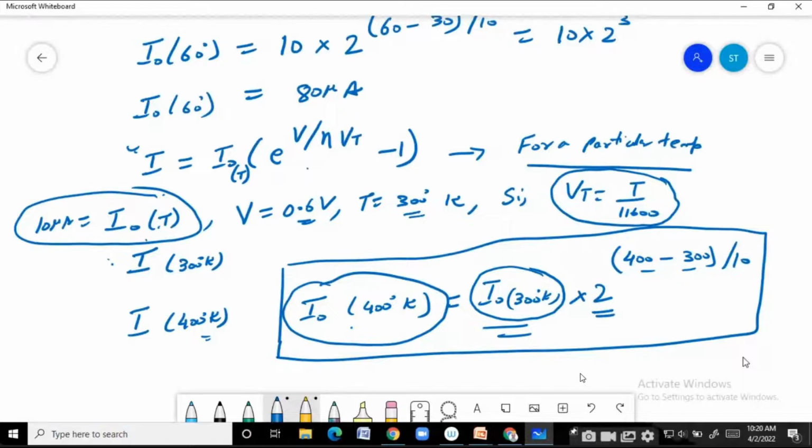Obviously, because whatever the temperature change, there are two temperature dependent terms in this diode current equation. One is this VT and another one is I naught T. Because V is constant, it is 0.6 volts, unless and until it is specified in the question that V has also changed. It's not temperature dependent, because it's an externally applied voltage. So the only temperature dependent terms are this I naught and VT. This thing has to be kept in mind.